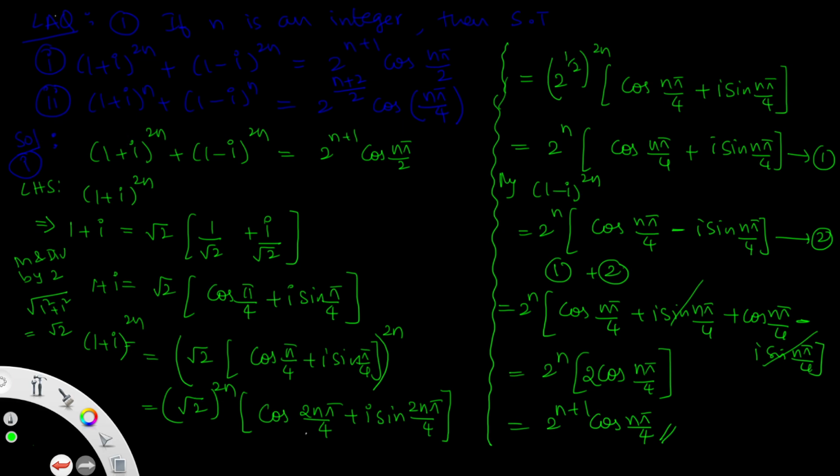Second question. Question number 2, LAQ. First question LAQ: (1 plus i) to the power of n plus (1 minus i) to the power of n equals 2 to the power of n plus 2 by 2 into cos n pi by 4. So same thing, we multiply and divide. Now take the first, the LHS.